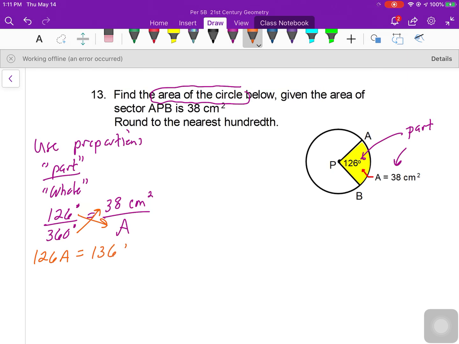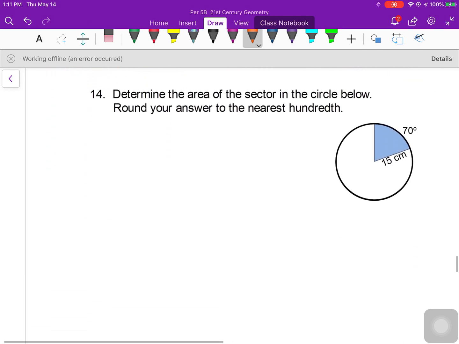126 times a, 126a. 360 times 38, 13,680. We divide by 126, and we get an area of 108.57 to the nearest hundredth. And the units on area, centimeters squared for this problem. Recall that the units on area are always squared. So anytime you're given information about parts of the circle and asked for something in the whole circle, that's when you use these proportions. Now let's take a look at where we're just trying to find something about the part.